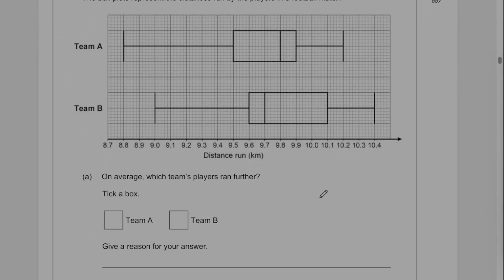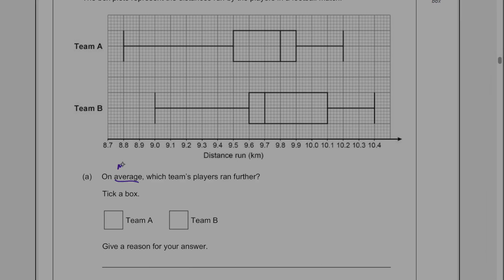Okay, question 7. The box plot represents the distance run by the players in a football match. So we've got team A and we've got team B. On average, which team's players ran furthest? The average that I'm going to refer to here is going to be the median, because that's what a box plot gives us. So team A's median was 9.8 kilometers, and team B's median was 9.7.